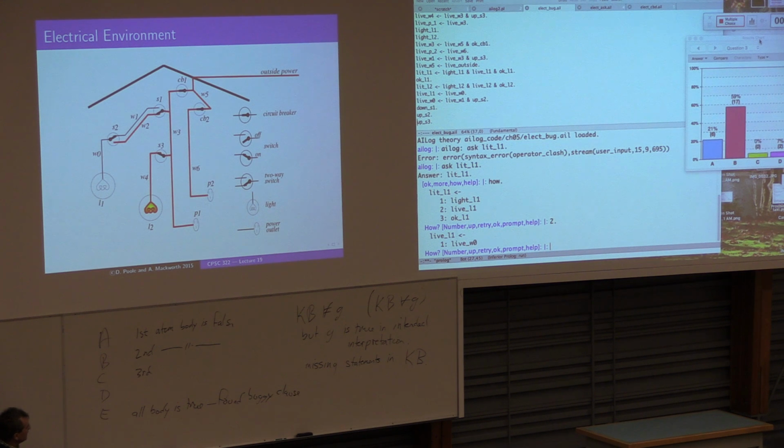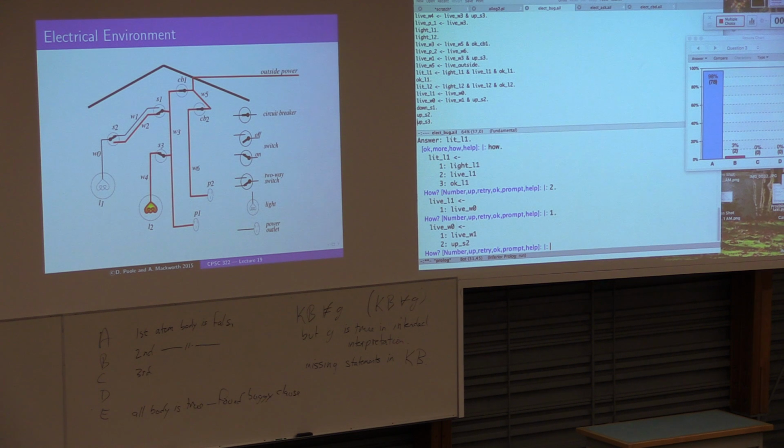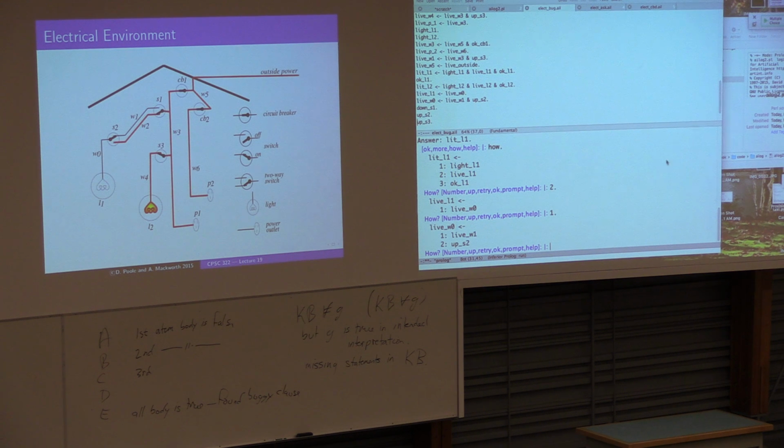So is the first element of the body false? There's only one element of the body, so it's either A or E. B or C are not the right answer, because there's only one element of the body, by the way. So this is true, right? So I'm going to say that the answer here is 1. Let's stop this again. Let's go here, and now we're going to look at this one.